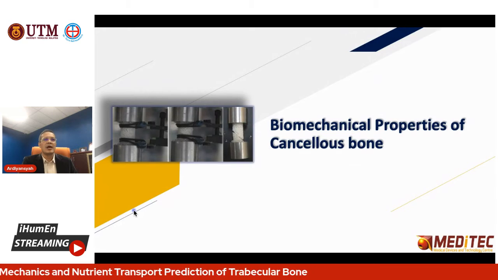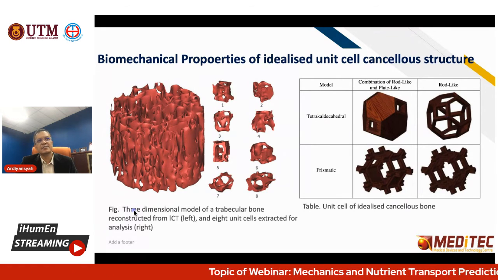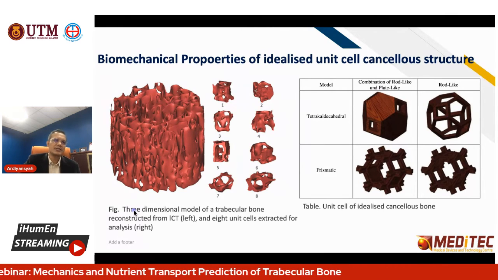I go to the biomechanical properties of the cancellous bone. These are the biomechanical properties of an idealized unit cell cancellous structure. This is one example.